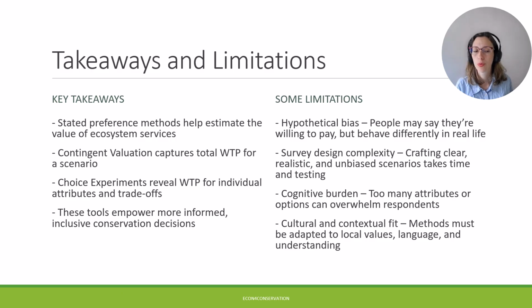To conclude, stated preference approaches like contingent valuation and choice experiments give us tools to measure values that markets overlook. They bring people's voice into conservation decisions and help us understand not just whether people care about nature, but how much and what trade-offs they are willing to make. Ultimately, the goal is not just to put a number on nature, but to make conservation decisions more informed, inclusive, and effective.